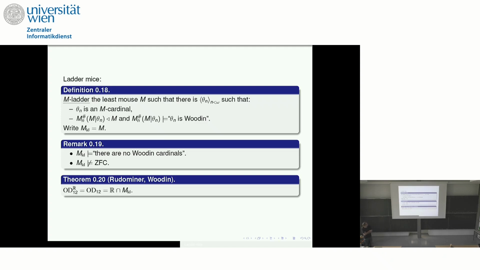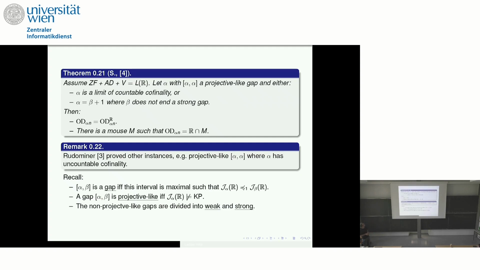Okay, so combining work of Rudominer from about 20 years ago and a few years ago from Woodin, OD of R, the next level, is equal to the reals of the ladder mouse. Okay, so this is a variant of that result.